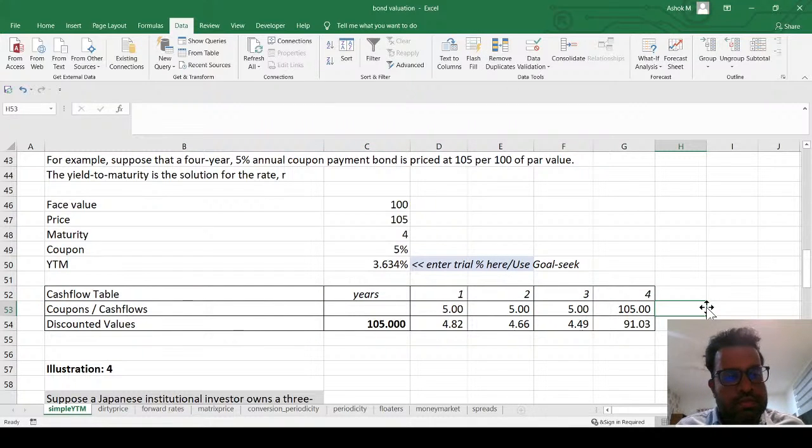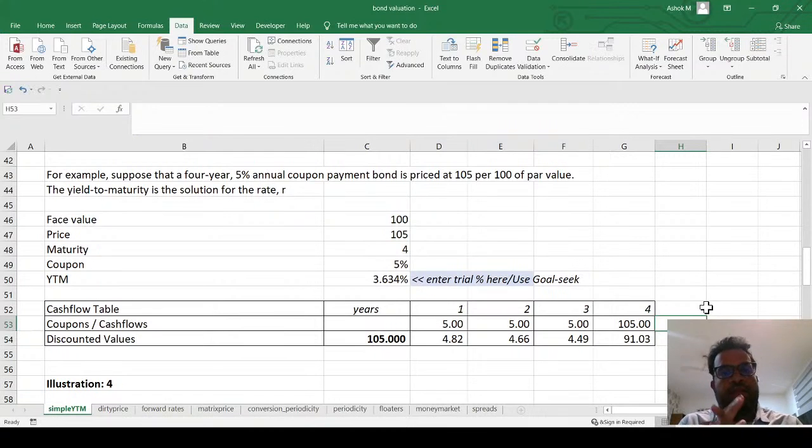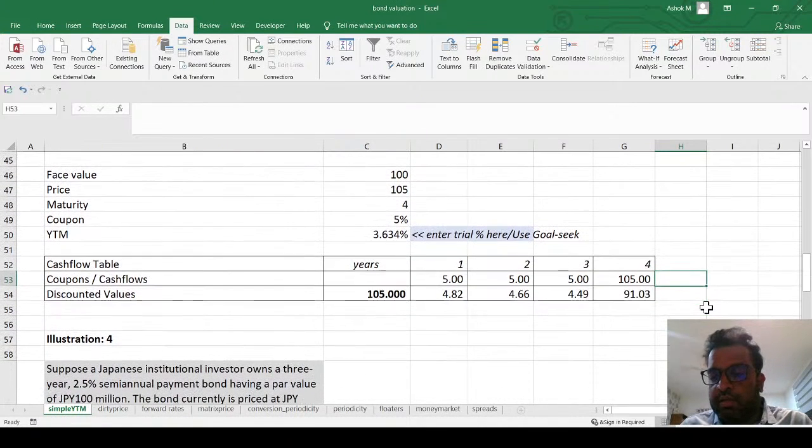Okay, so this is the thing. I will share this file, and don't worry if you're not able to copy down everything. It's okay.